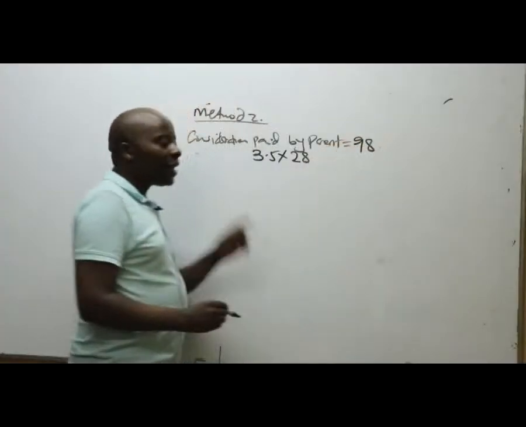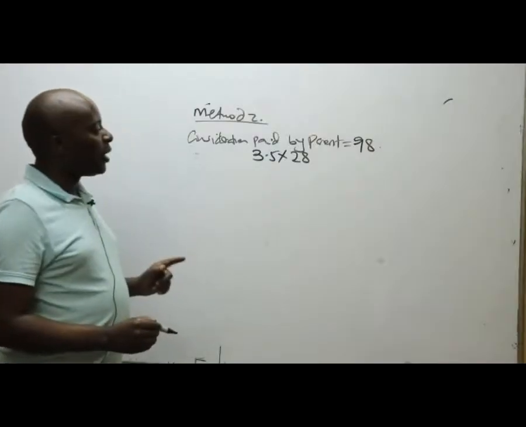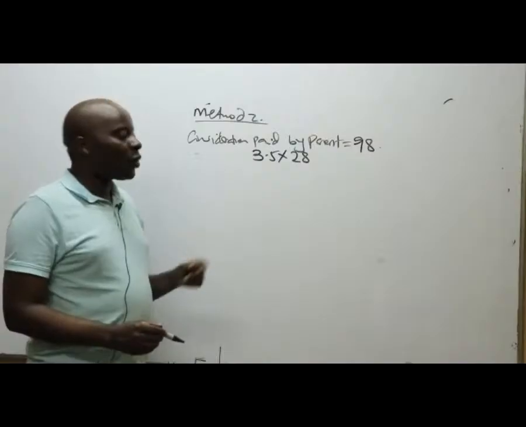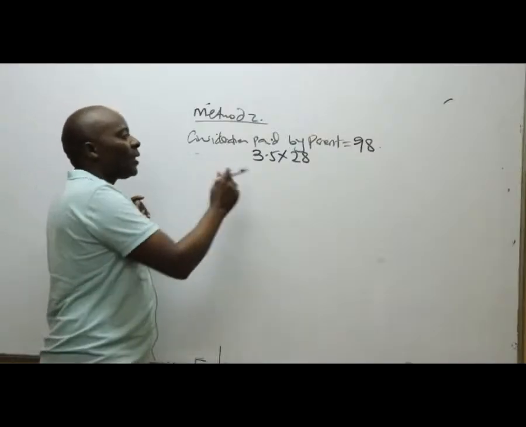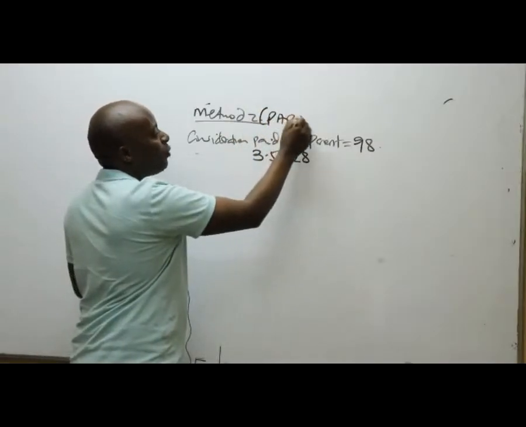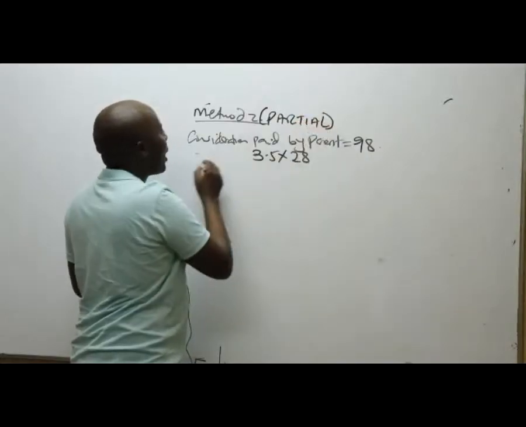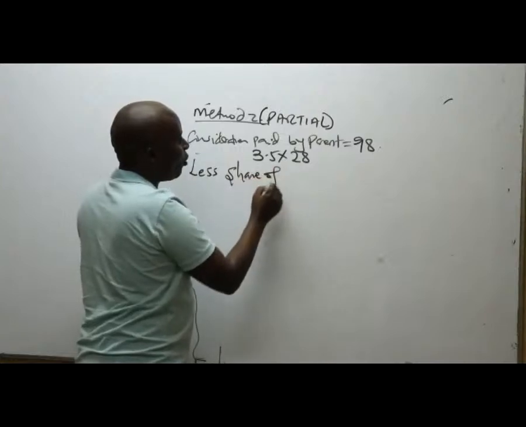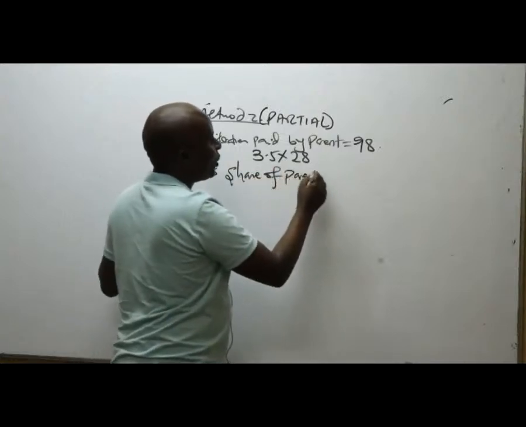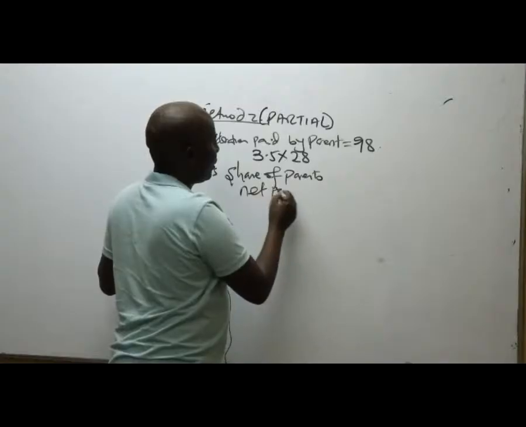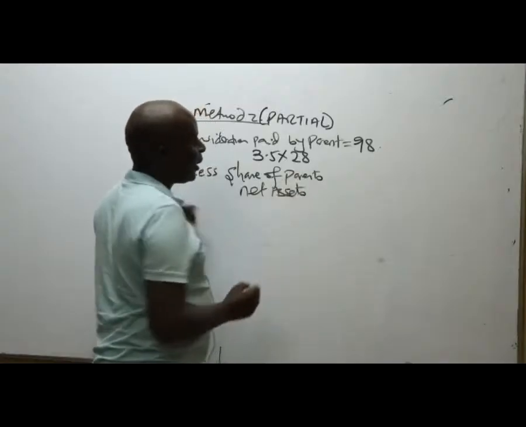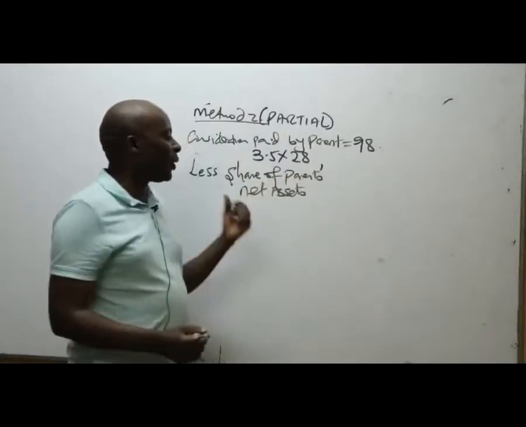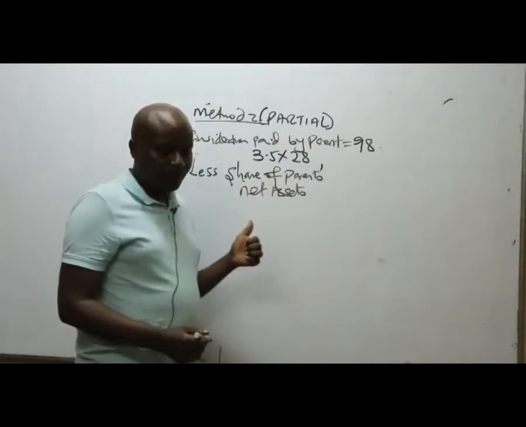And now listen to me very well. They have not given us the NCI's percentage. So when they don't give us the NCI percentage, we are making use of the partial method, which you can also do this way. Less share of parent's net assets. The share of the parent's net assets.